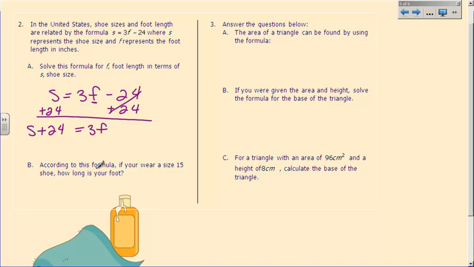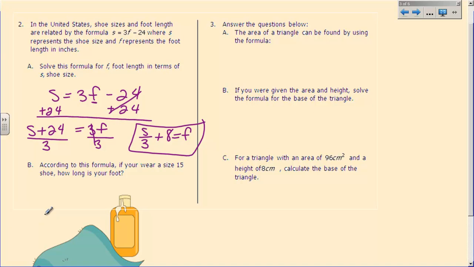Now F is still not by itself. To do that, I'm going to divide by 3 on both sides. And when that happens, S divided by 3 is just the same thing as S over 3. 24 divided by 3 is 8. And that is what equals F. So there is the equation solved for F in terms of S. So F is by itself. The S is part of the equation on the other side. That's what all those fancy words mean.